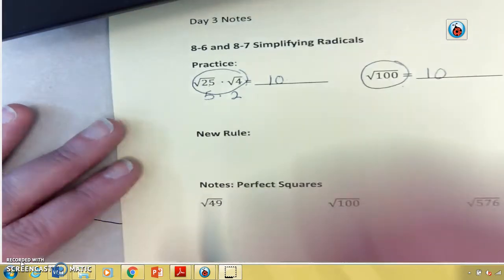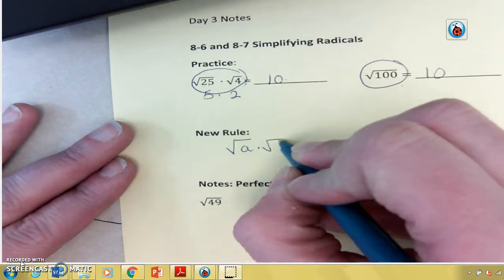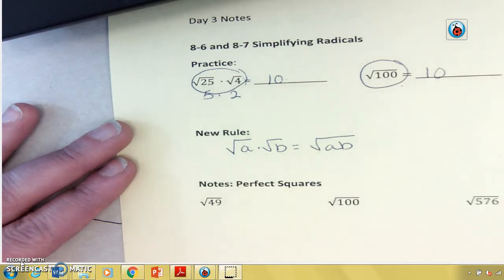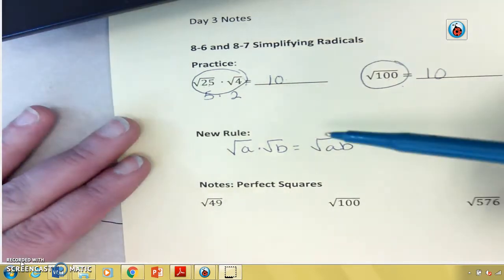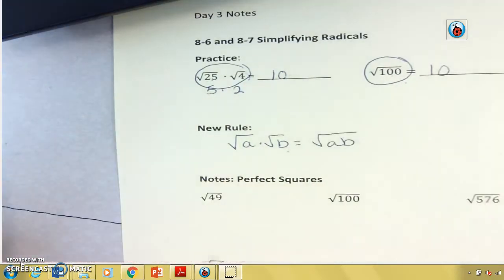So the new rule that I would like us to know is that if I have the square root of A times the square root of B, that's the same as the square root of A times B. And it works in reverse order. So if I could separate it into two separate things, it would work as well.